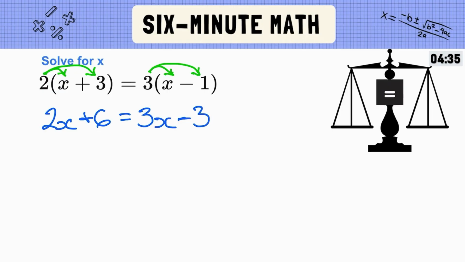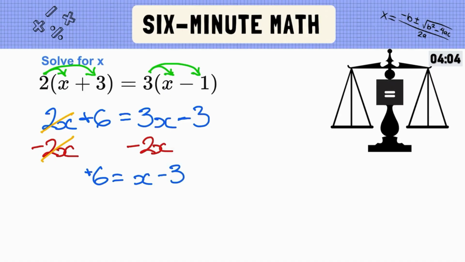I'm going to move all my terms with the variable to the right side. So that tells me I'm going to subtract 2x, and to maintain my equality, I'm going to subtract 2x on the right side as well. 2x and negative 2x cancel each other off. So I have positive 6 equals 3x minus 2x, which is a single x, minus 3.